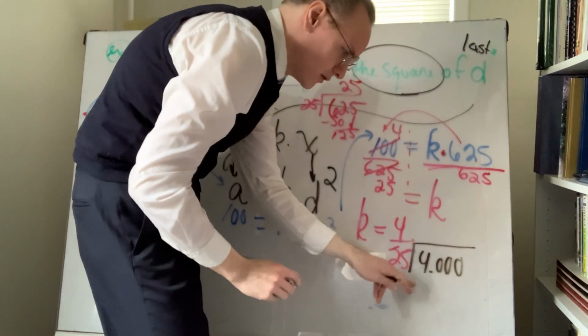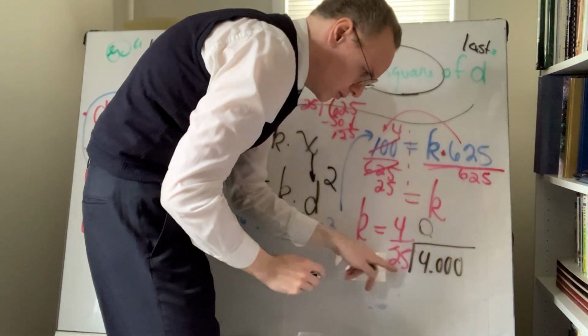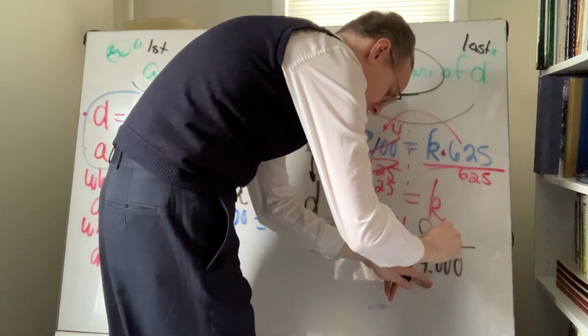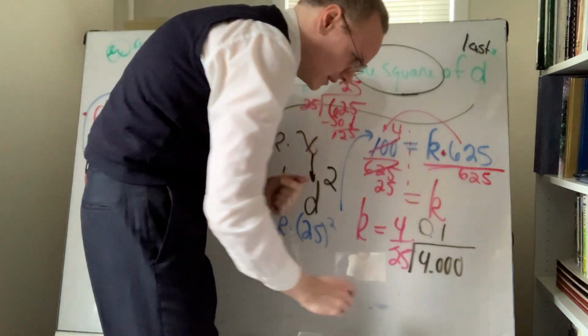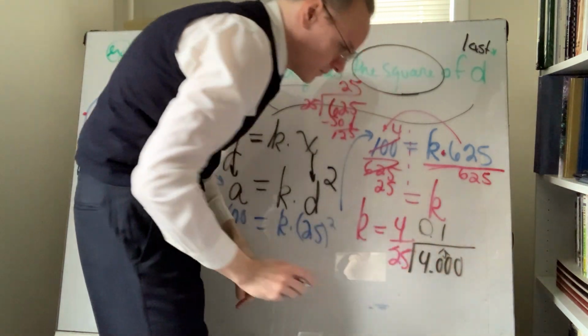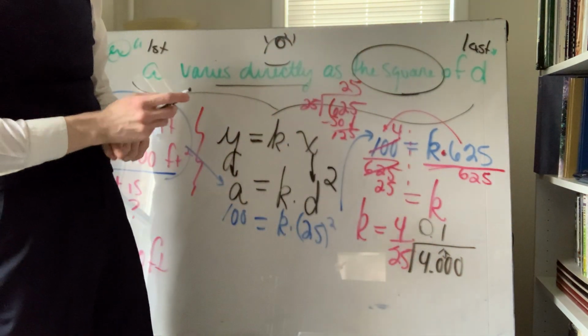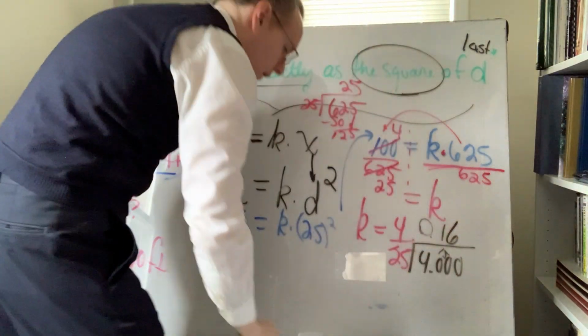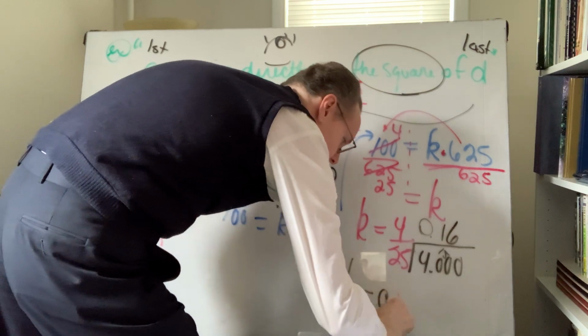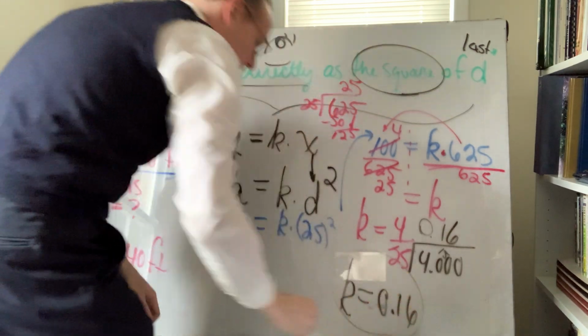4.000. 25 goes into 4. No, it doesn't. It's too small. But 25 goes into 40 roughly 1 time, which is 25. The difference of 25 and 40 is 15. So it's 150. All right. 25 goes into 150 6 times, right? Yeah. So K is equal to 0.16. All right.